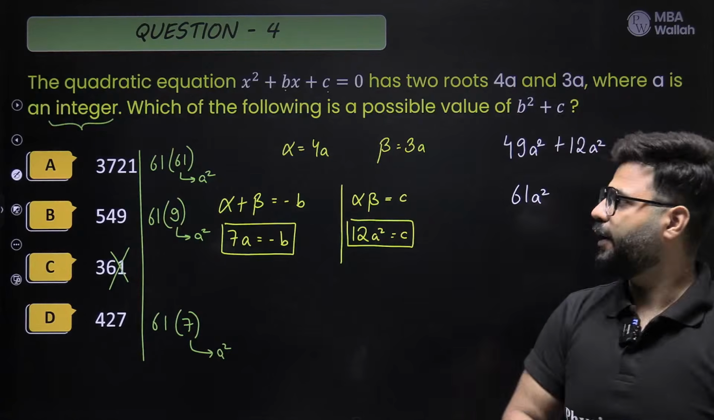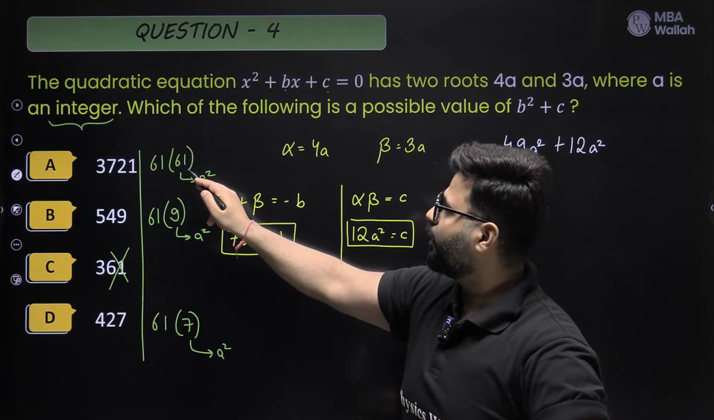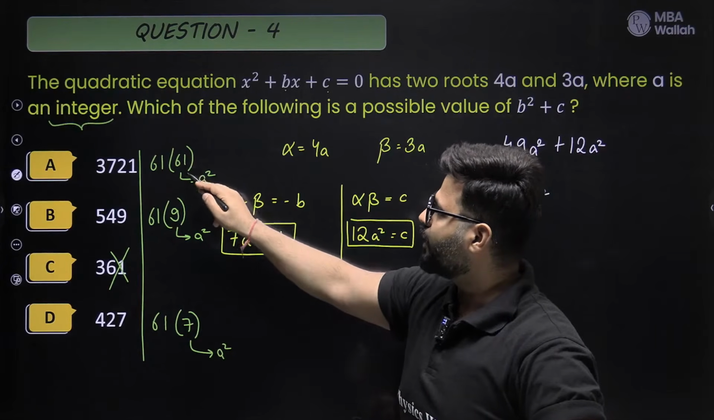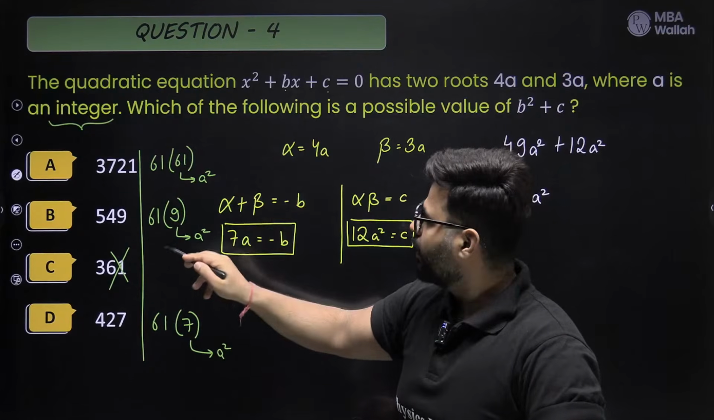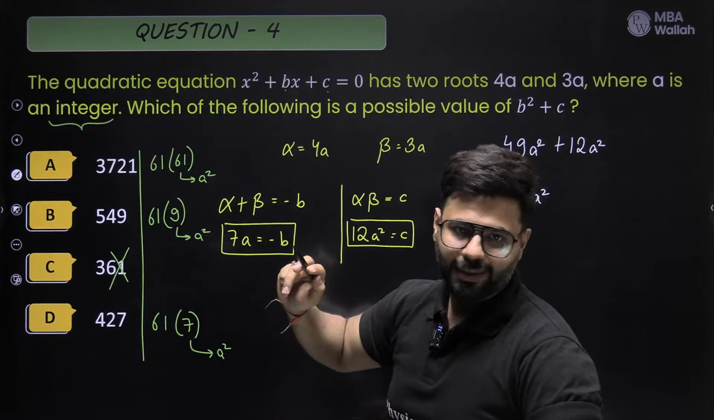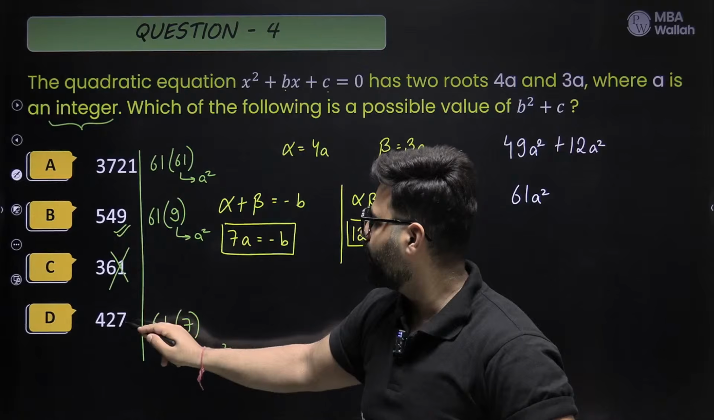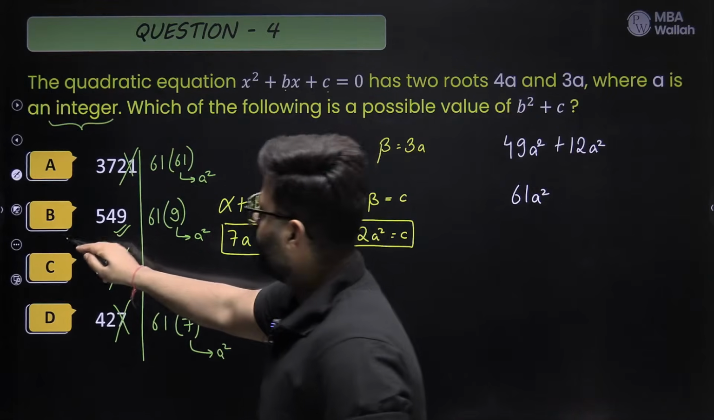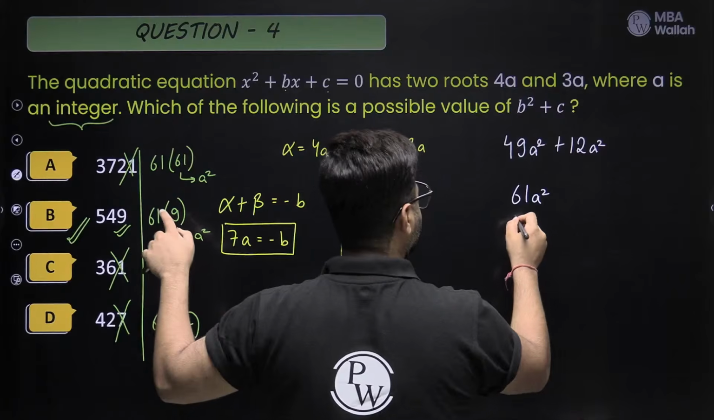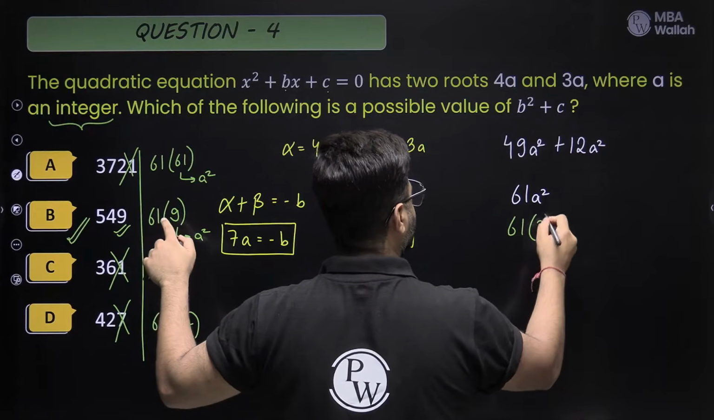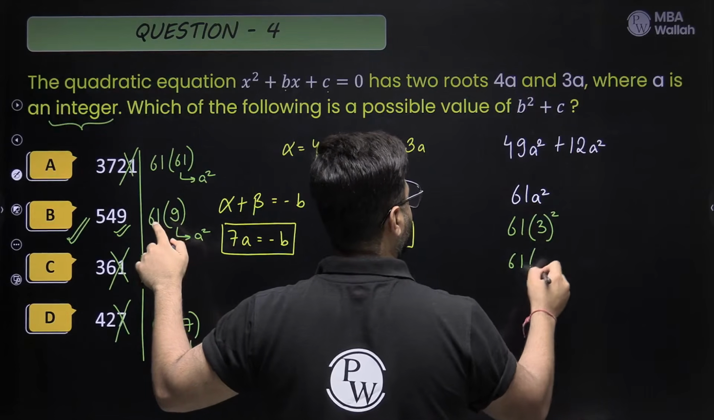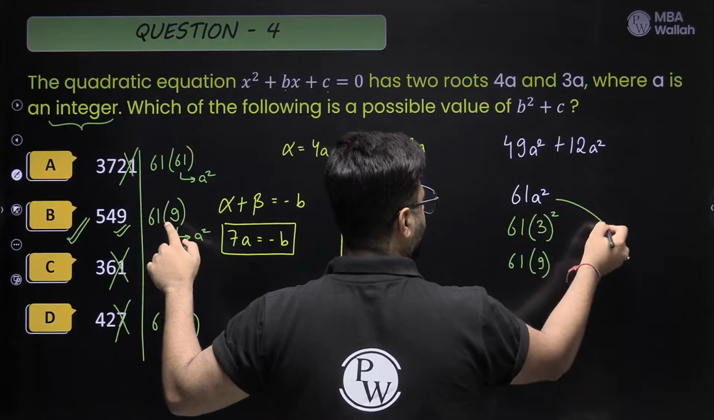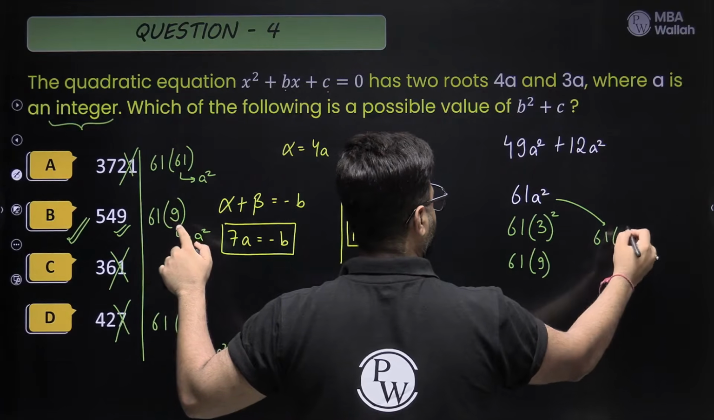Of course, B, right? Because 61 into 61 cannot be 61 into a square. 61 is not a square of any number. 9 is a square of a number, that is 3. So only this is the possibility, right? So this is gone and this is also gone. Answer B, right? Because this is a possibility that a becomes 3 and eventually you have 61 into 9. This can never end up as 61 into 61, correct or not, guys?